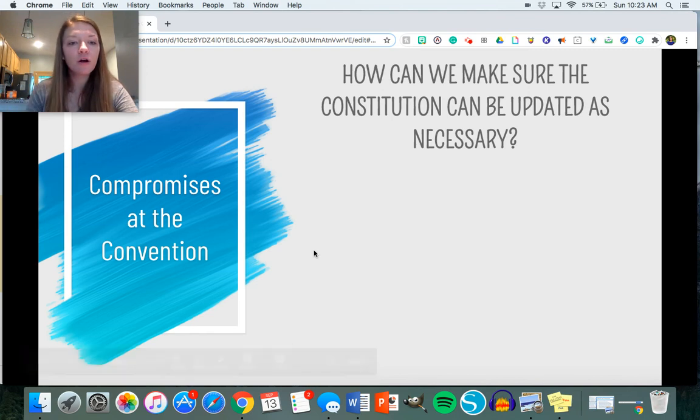And then our final compromise and question that is answered at the convention is, how can we make sure that the Constitution can be updated as necessary? Because under the Articles of Confederation, as we saw with those weaknesses, that was not easy, and it hardly ever happened. So how can we make sure that this document can stay updated and relevant? And we know that this document isn't going to be perfect. So it's going to need to be changed over time. So we need a way to update it when necessary.